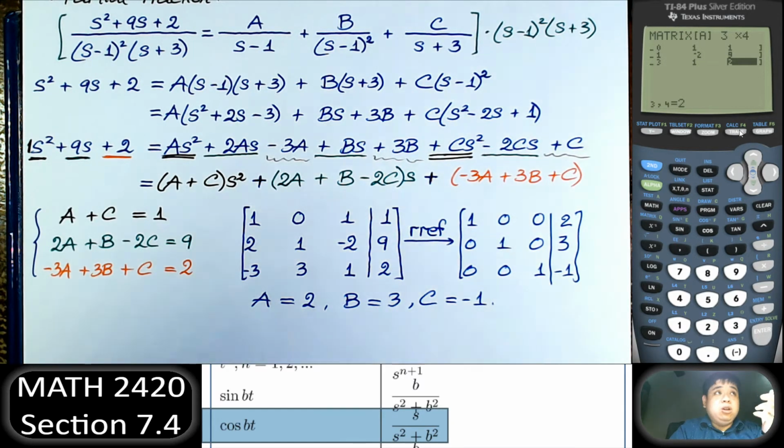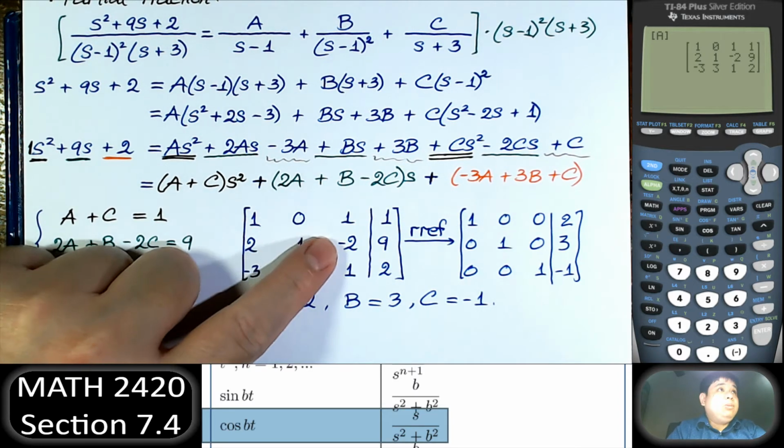Once we enter all the numbers in the matrix, second mode to quit. Now if we go back to matrix, second matrix, we see the 3 by 4 matrix there. If we hit enter, that's where we recall it.